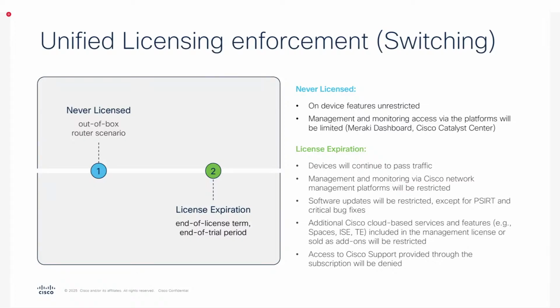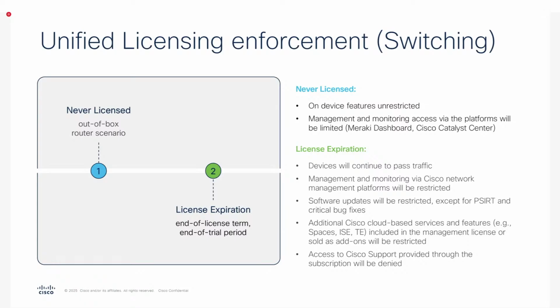As an overview for the licensing enforcement for switches, if you have a switch, and this would go back to the Catalyst 9350 and the 9610, your on-device features are unrestricted. So there's an element of the perpetual feature. So if you're managing it via CLI, you haven't licensed it, you have access to all your features. If you're trying to manage it via Meraki dashboard or Cisco Catalyst Center, without it being licensed, you would have limited functionality until you do license it. So that's where the enforcement would start to come in.